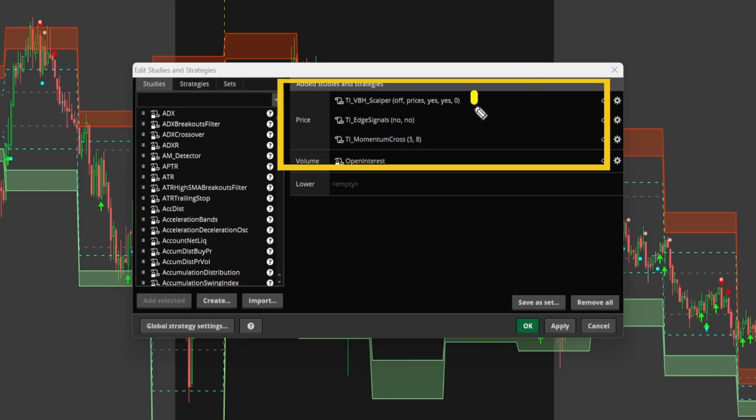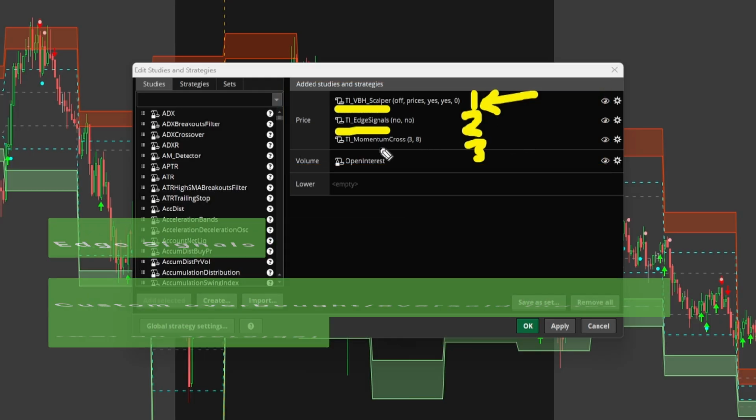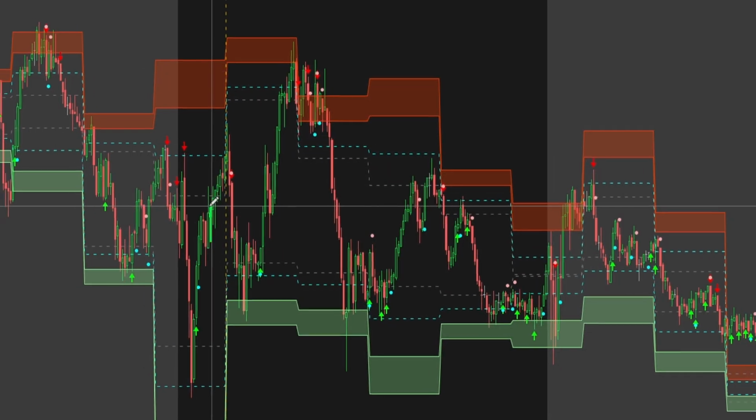Now, the three indicators that I'm going to be using are the following. The first is the scalper volatility box models. The second is the edge signals indicator, and the third is the momentum cross. If you're unfamiliar with these indicators, I'll give you a quick overview as we walk through each one.